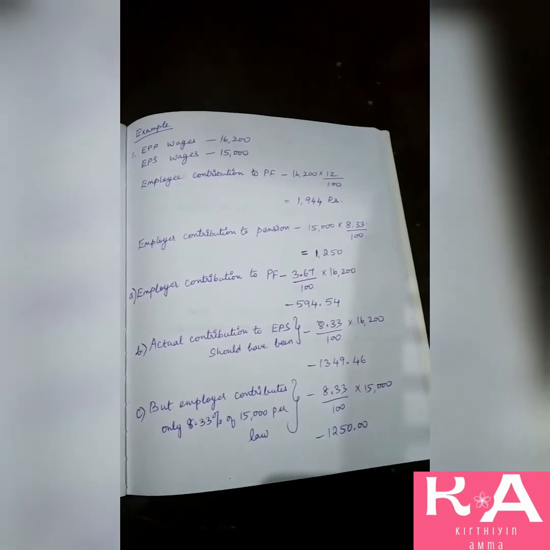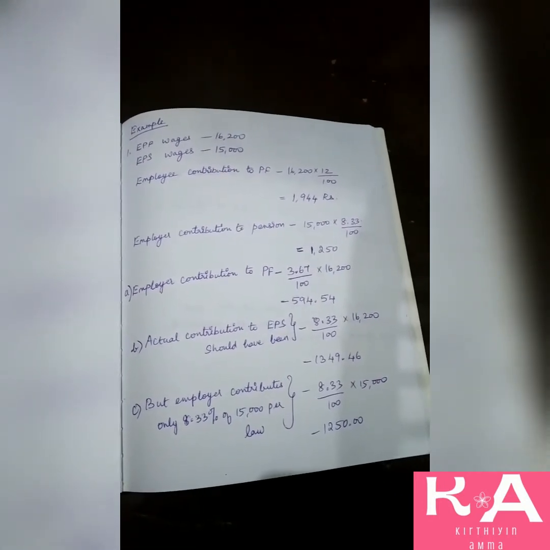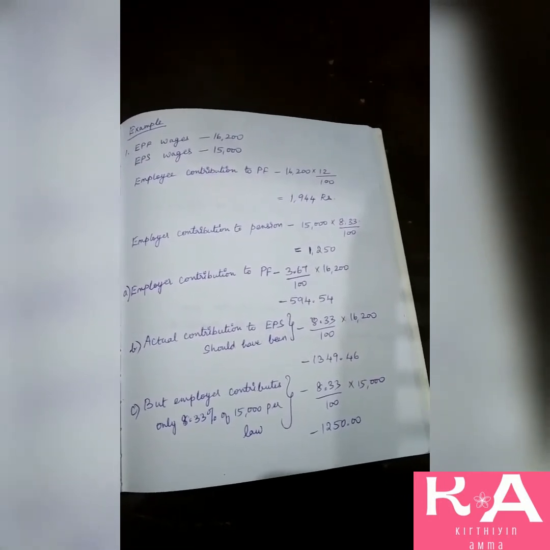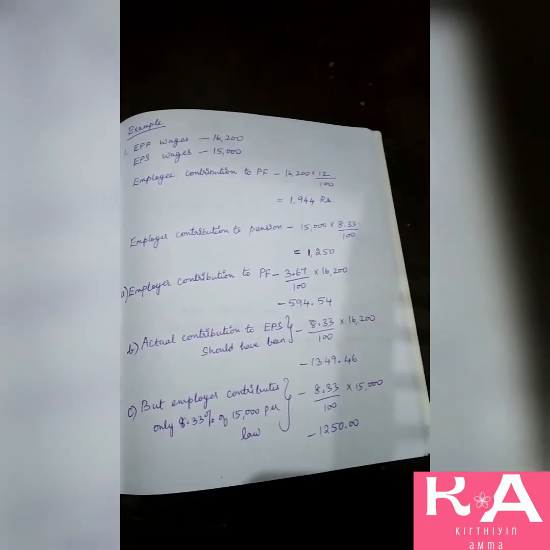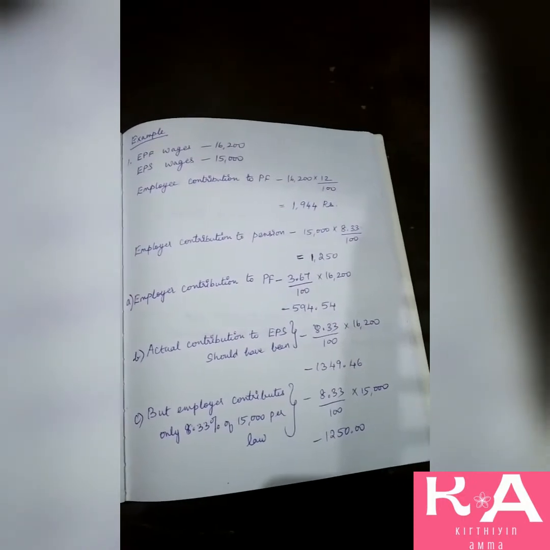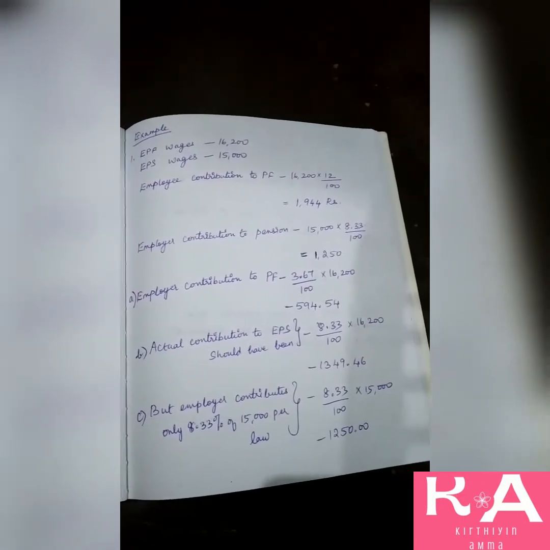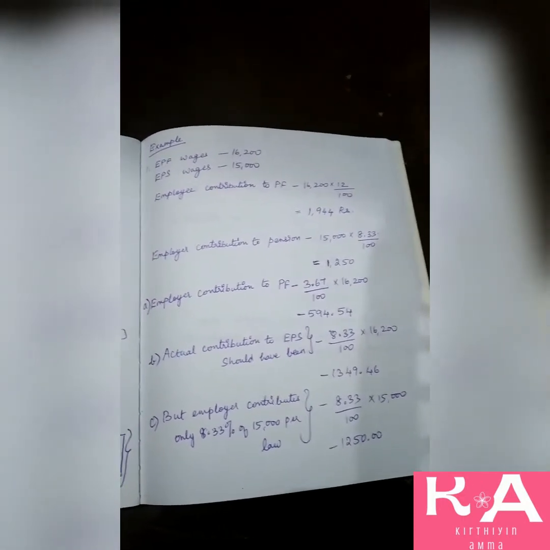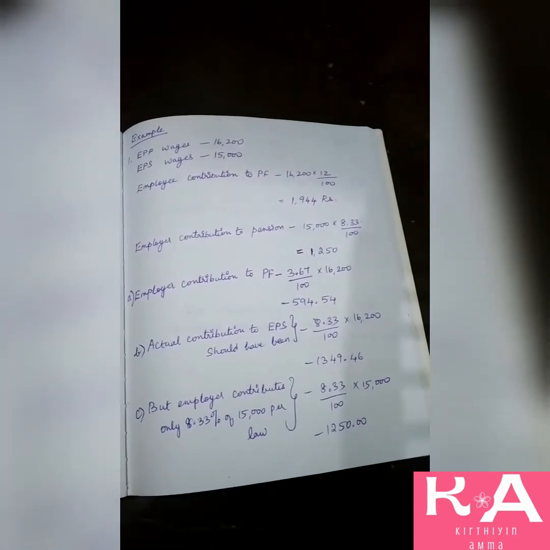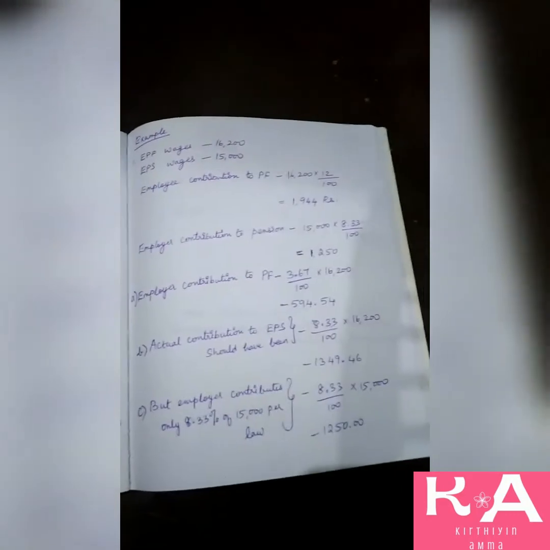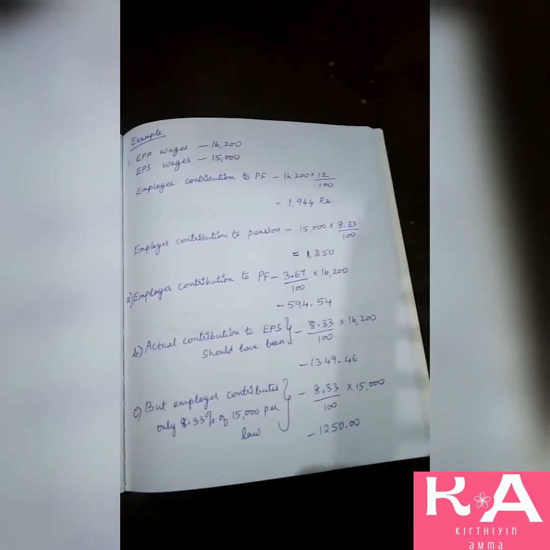Now the employer contribution to PF. First you will have to calculate 3.67% of basic plus DA. So here it is 16,200. So 3.67% of 16,200 comes to around 594.54. Now keep this amount separately.